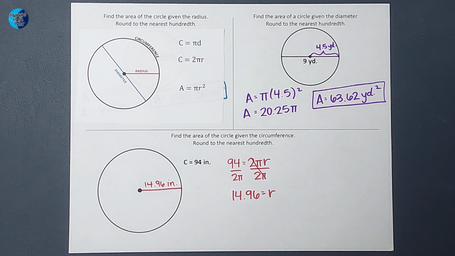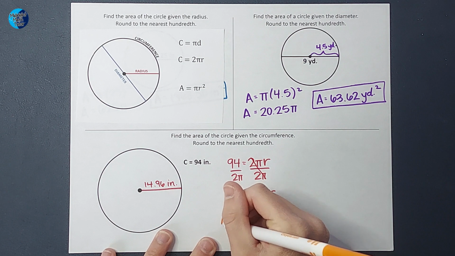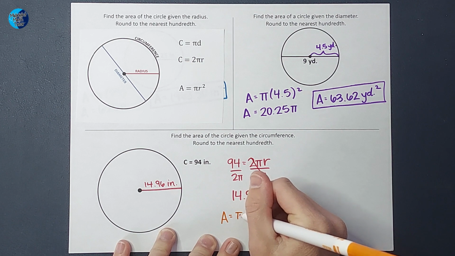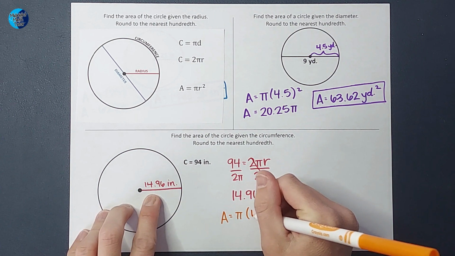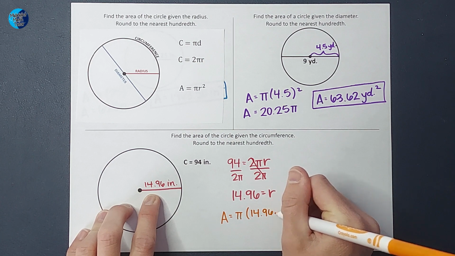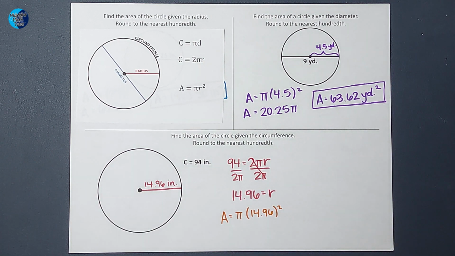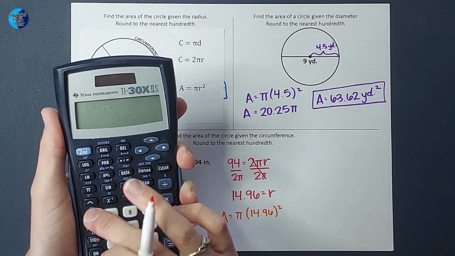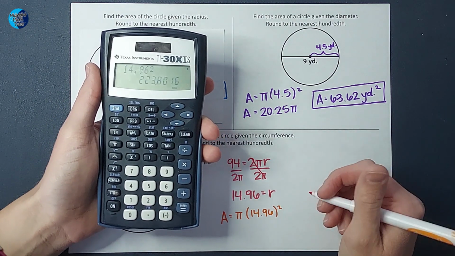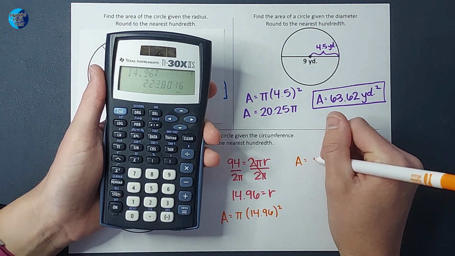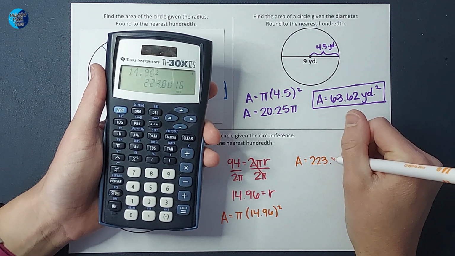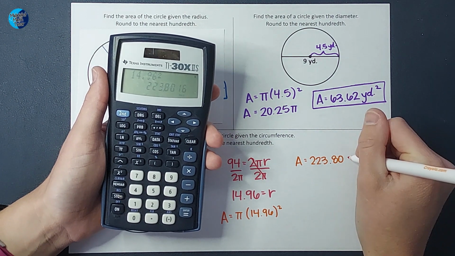Now that we have the radius, we can totally figure out the area, no problem. So my area equals pi times the radius squared. So pi times my radius, which we figured out, 14.96 squared, okay? So when I take 14.96 and I square it, I get a pretty long number. So I end up with 223.8016. I'm just going to round that to 223.80. And we are still multiplying that by pi.